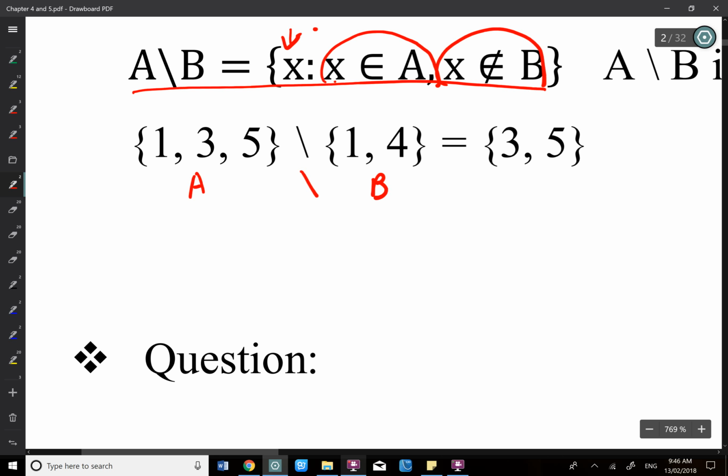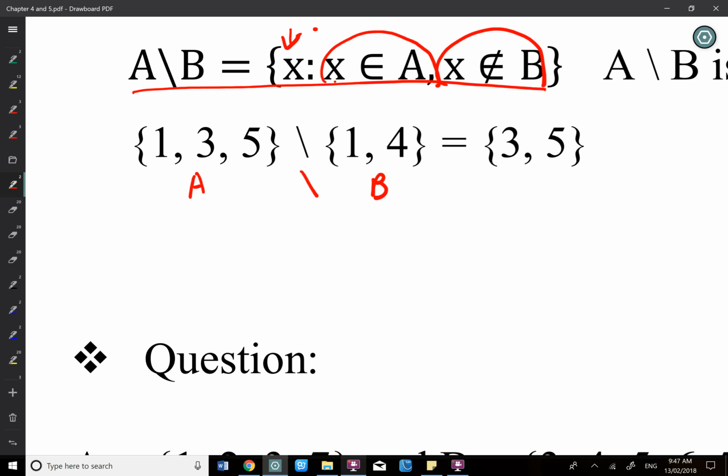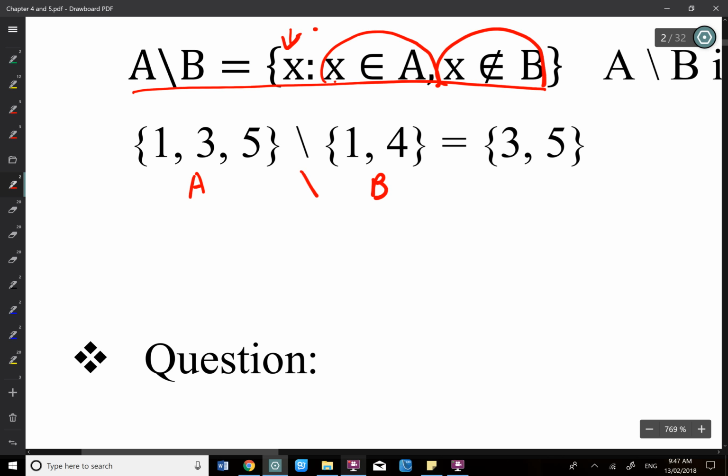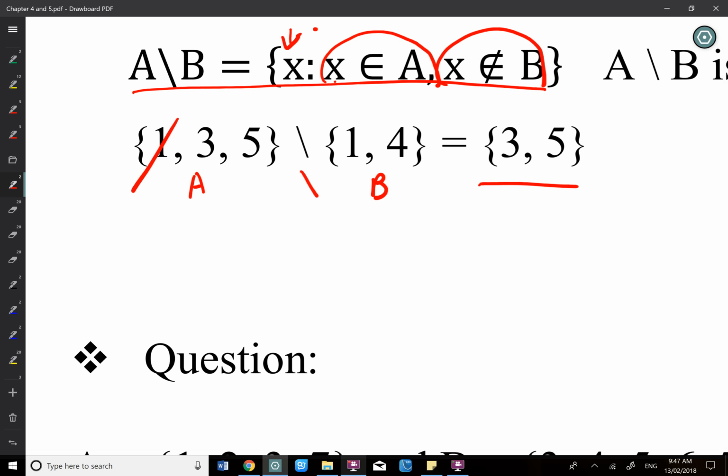So we can choose from 1, 3, and 5, but you don't want 1 and 4, so you cross the 1 out. So it will be 3 and 5. 3 and 5 are the elements in the first one, but not in the second one. So the set difference means in the front one, but not in the back one. So I can't have 1 and 4, but I can have 1, 3, 5. So overall, I can have 3 and 5 only. That's the set difference.